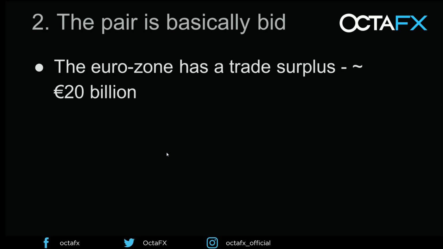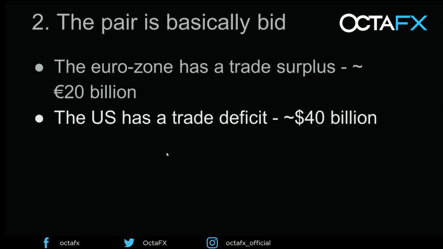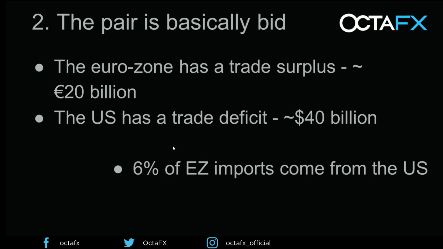Let's explain. The Eurozone has a trade surplus of around 20 billion euros. That's thanks to German exports, mostly to China, but also other countries. Basically, the Eurozone exports more than it imports. Okay, so there is a positive trade balance. On the other hand, the United States of America has a deficit of about $40 billion. That means that the United States needs to import more than it exports. Okay? So what does that mean?